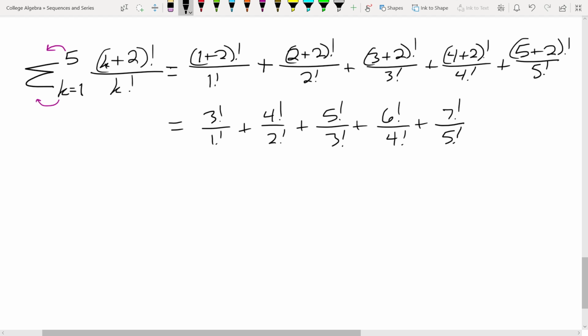And you can see the pattern there, right? We're increasing by 1 on the top and the bottom, and of course the bottom is shifted down to 2 units less than the top. Okay.